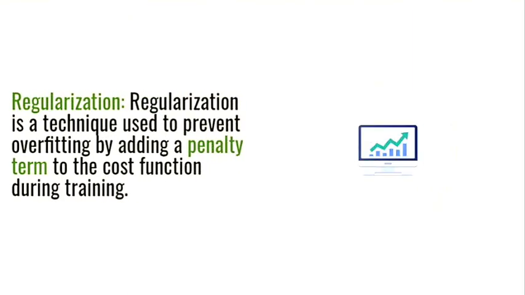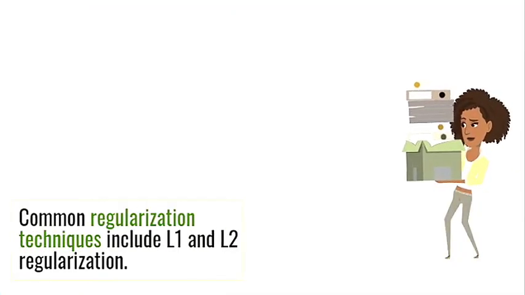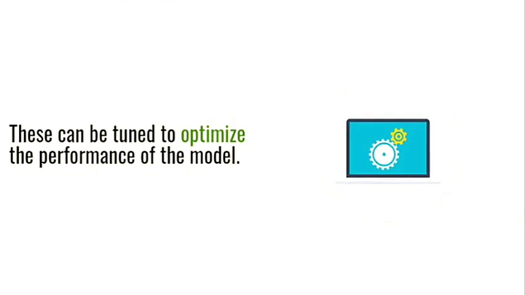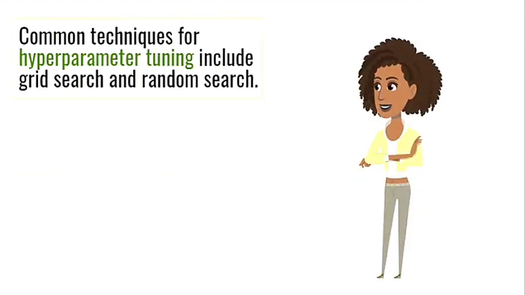Regularization. Regularization is a technique used to prevent overfitting by adding a penalty term to the cost function during training. Common regularization techniques include L1 and L2 regularization. Hyperparameter tuning. Machine learning models often have a number of adjustable parameters called hyperparameters. These can be tuned to optimize the performance of the model. Common techniques for hyperparameter tuning include grid search and random search.